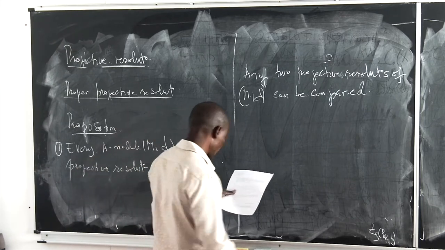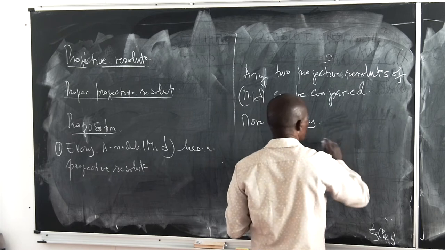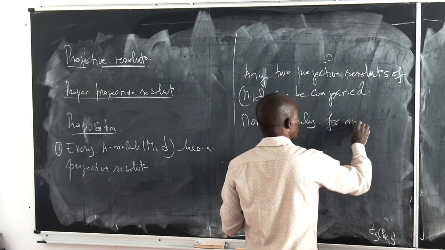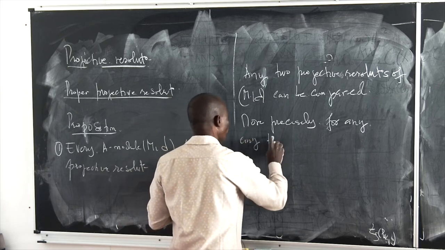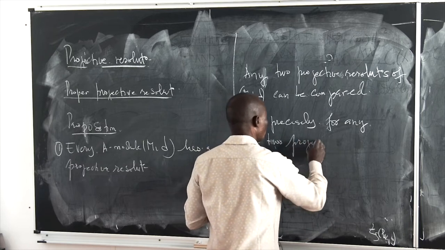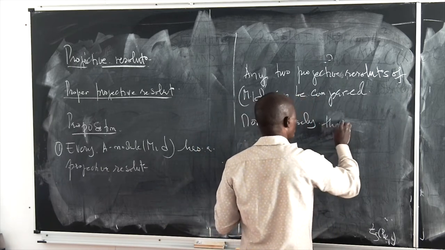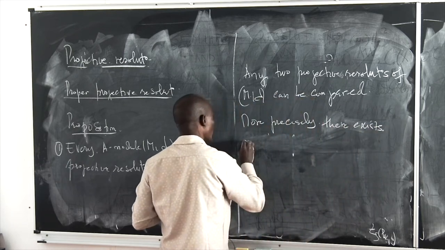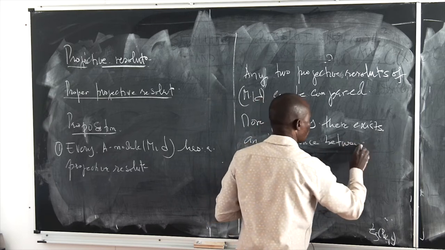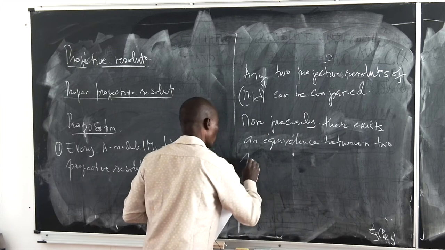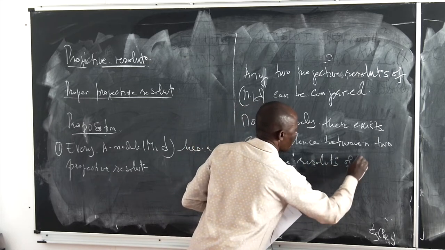More precisely, for any two projective resolutions of M, there exist morphisms between the two projective resolutions of M.